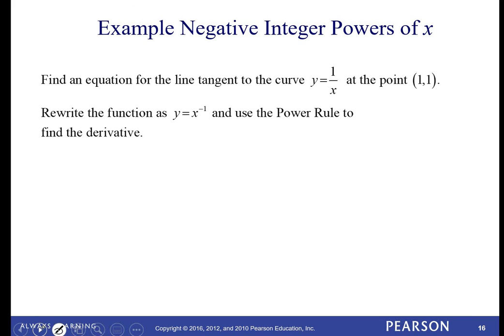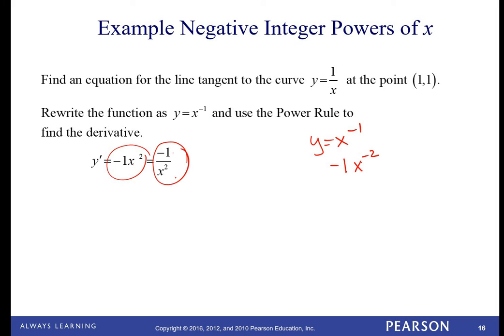That's why we practiced this at the beginning. So now I can use the power rule. So this is y prime. Again, since I started with x to the negative 1, my rule says bring down the negative 1 and subtract 1 from my power. Bring the negative 1 in front, subtract 1 from 1, I get negative 2, and then I can rewrite it as a function with a positive integer power.